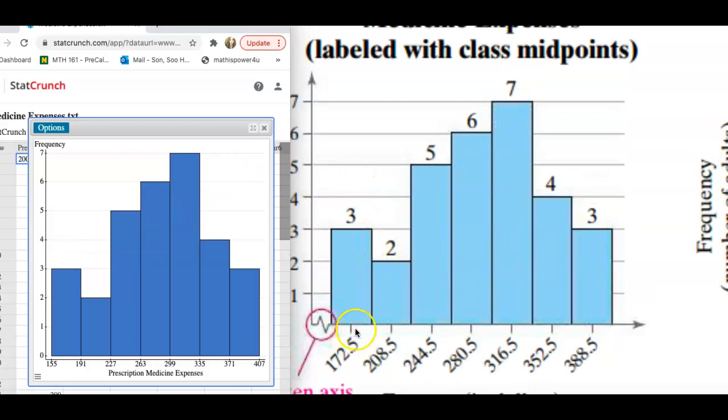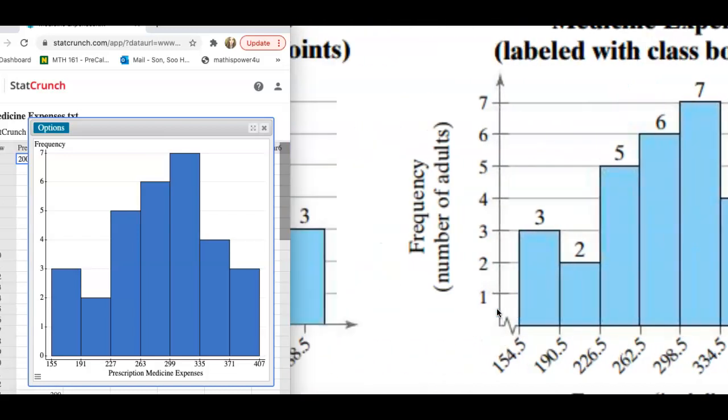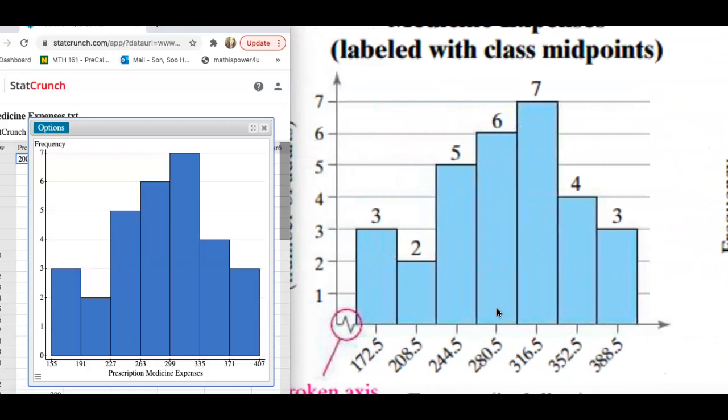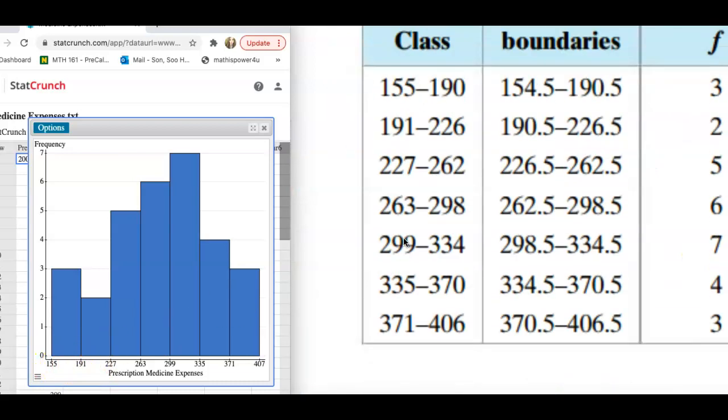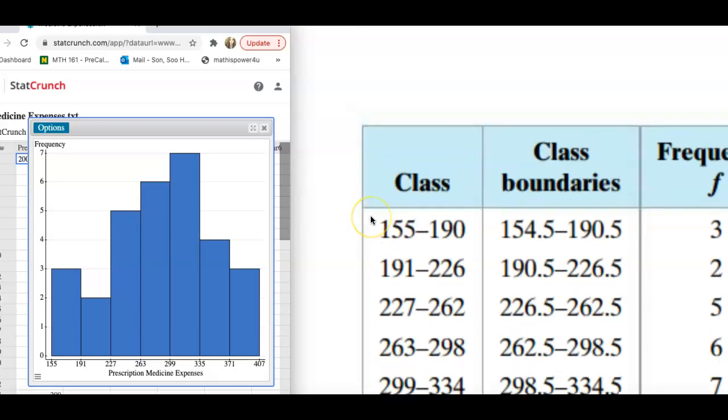I think this one has the midpoint labeled. How about this one? Oh, this one has boundaries labeled, but it's the same shape. Mine just uses the classes, the intervals, like this frequency table. So the first class goes from 155, including 155, to not including 191. So it's going up to 190. Exactly the same as what the textbook has.